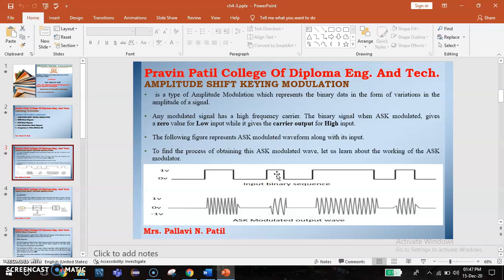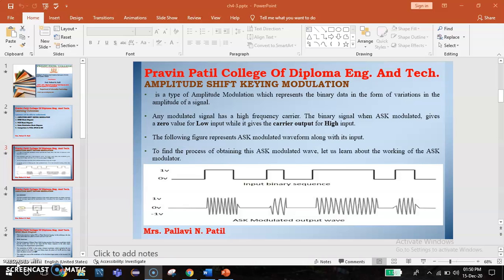It is a type of amplitude modulation which represents the binary data in the form of variations in the amplitude of a signal. Any modulated signal has a high frequency carrier. The binary signal when ASK modulated gives a zero value for low input, while it gives the carrier output for the high input. This is the figure for the ASK modulated waveform along with its input. To find the process of obtaining this ASK modulated wave, let's learn.